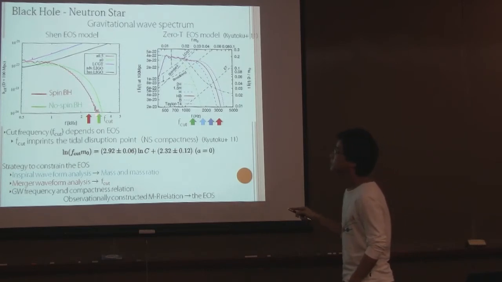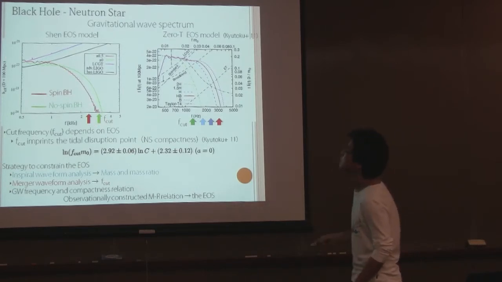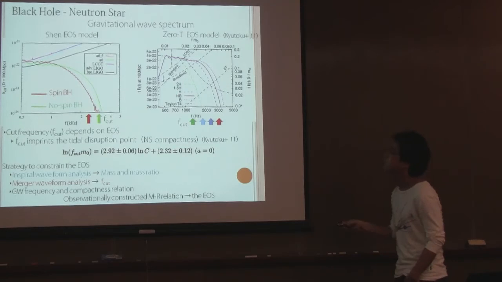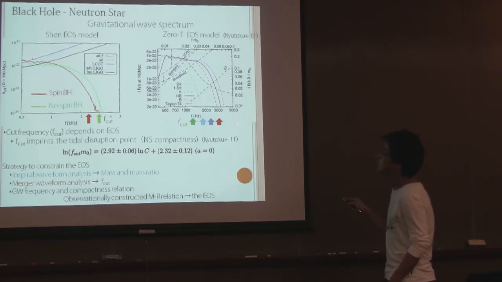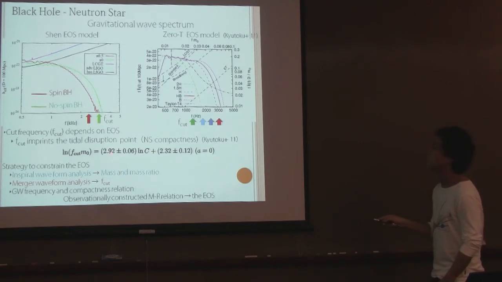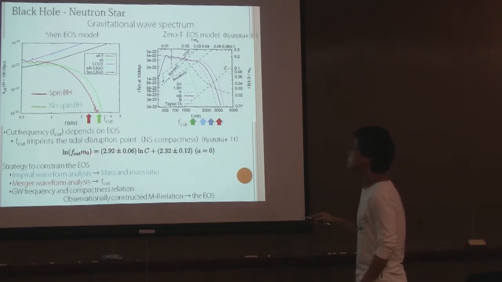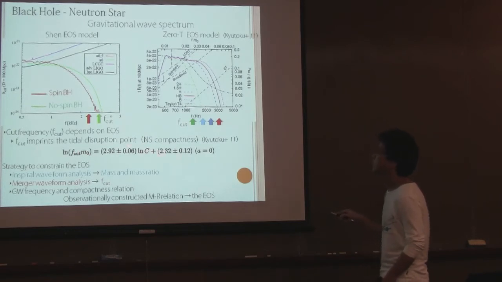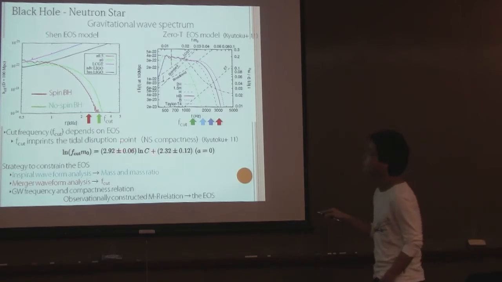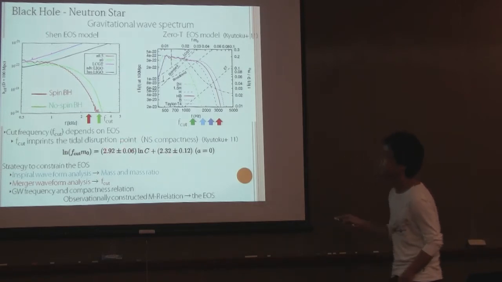The tidal disruption is characterized by the cut frequencies. The right-hand side figure is a result by Kyutoku et al. In this figure, you can see that the cut frequency is shifted to the low frequency side with decreasing compactness of the neutron star. They provided a fitting formula for the cut frequency as a function of the compactness, and we confirmed that the finite temperature models are well fitted by these relations.